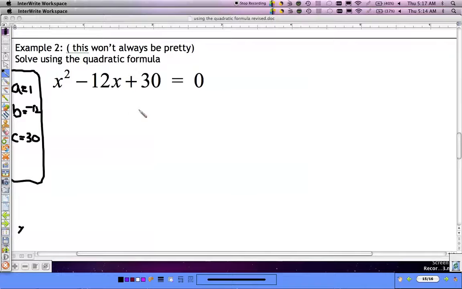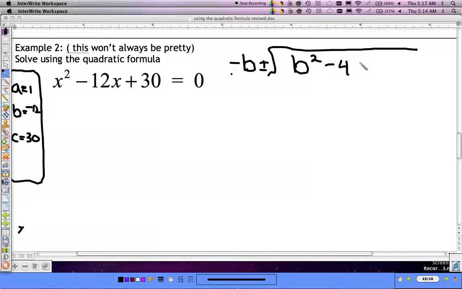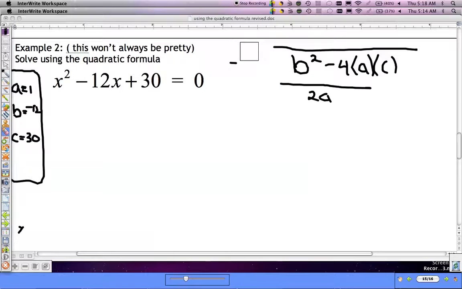Okay, so let's see. We have our quadratic formula again, which is negative b plus or minus the square root of b squared minus 4 times a times c all over 2a. So let's just go through again and follow what we did before, which is setting up our positive case and our negative case.